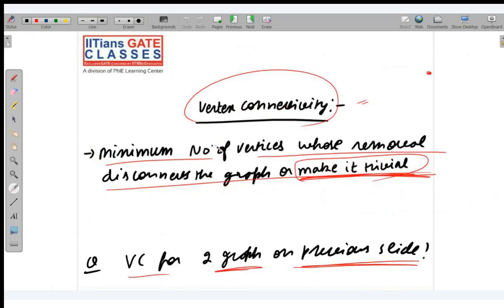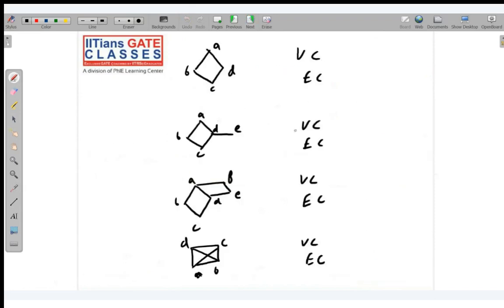Okay. Vertex connectivity was the minimum number of vertices whose removal disconnect the graph or make it trivial. This is very important. Okay, so it can make the graph trivial also. Trivial means a single dot. Okay, vertex connectivity we have done already. Okay, so now we are going to study this thing. Vertex connectivity of this graph.